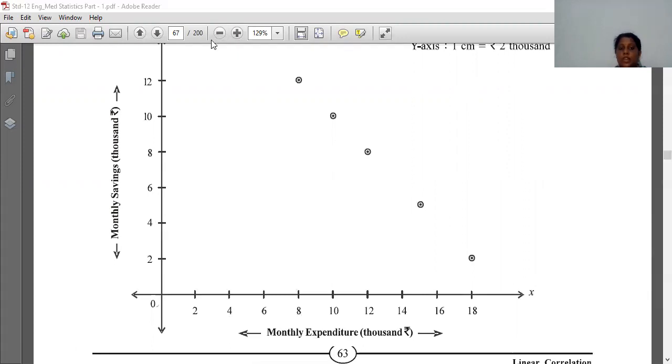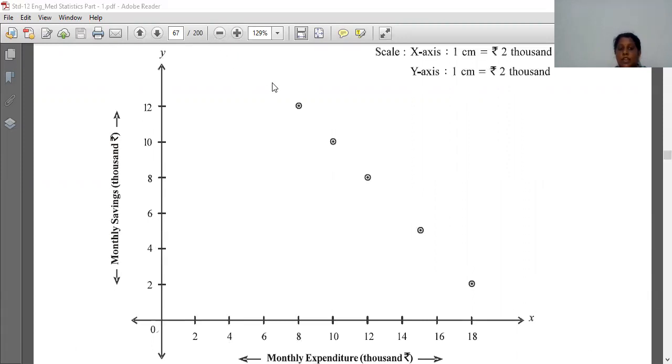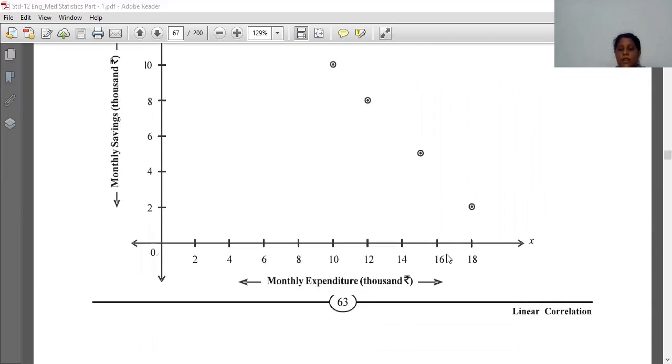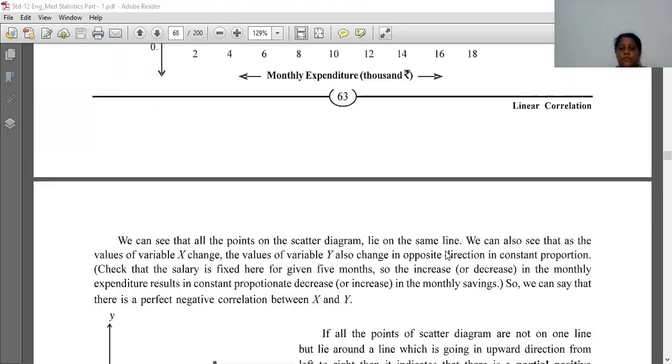And that shows that all the points lie on a same line, on a single line. And it is going from left to right in a downward direction. Right? So this is a perfect negative correlation.